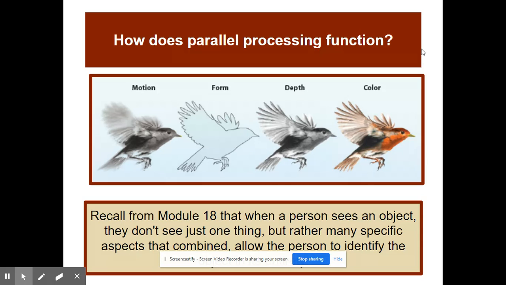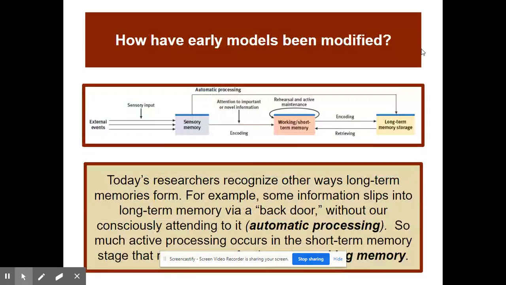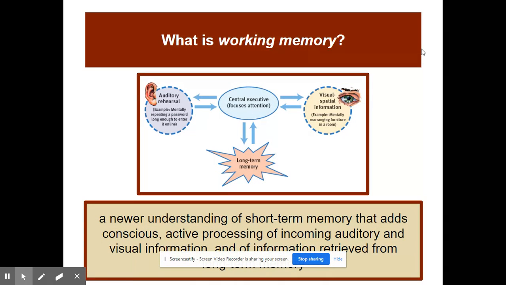So let's take a look at some different parts of our memory. The first one we're going to talk about is working memory. What is working memory? Working memory is short-term memory that adds conscious, active processing of incoming auditory and visual information, and of information retrieved from long-term memory. It is working memory because it is what we are working on at the moment.